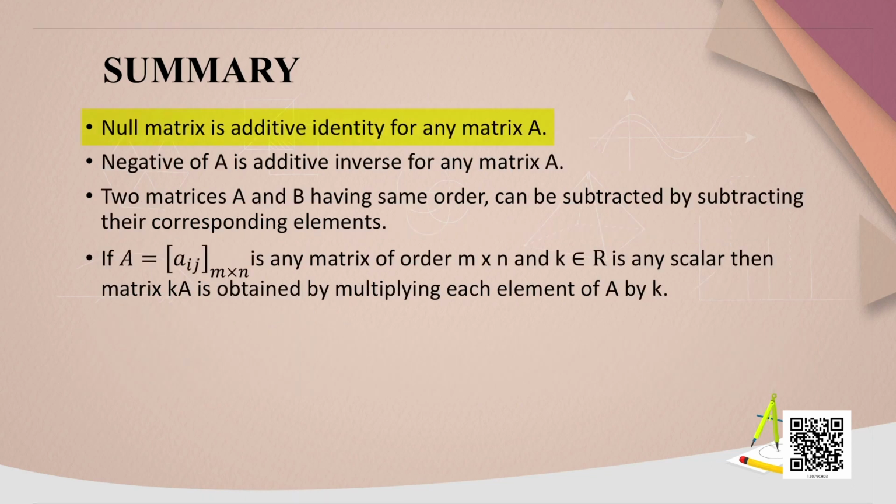Null matrix is additive identity for any matrix A. Negative of A is additive inverse for any matrix A. Two matrices A and B having same order can be subtracted by subtracting their corresponding elements. If A is equal to Aij is any matrix of order m by n and K belongs to R is any scalar, then matrix KA is obtained by multiplying each element of A by K.